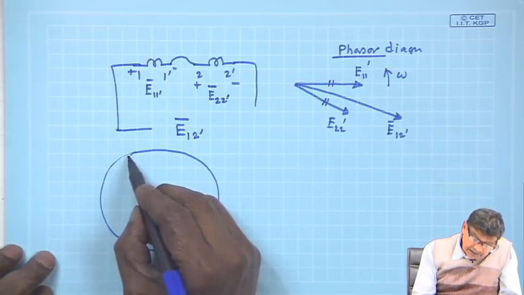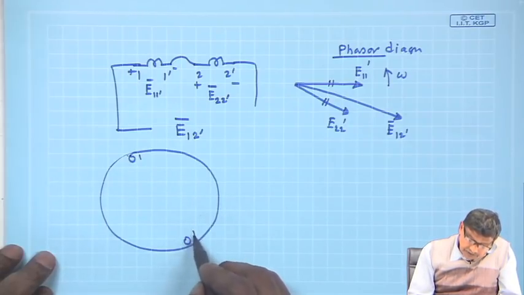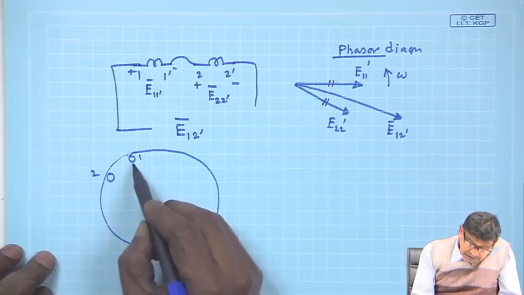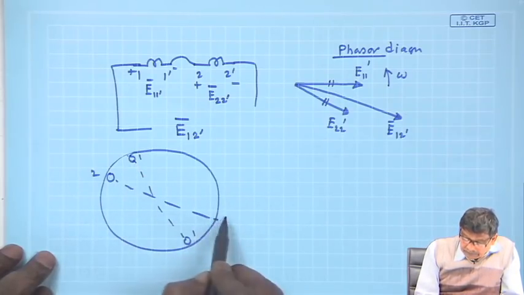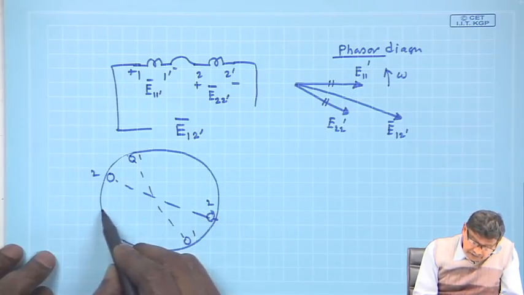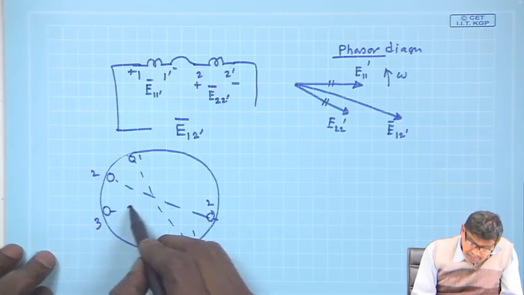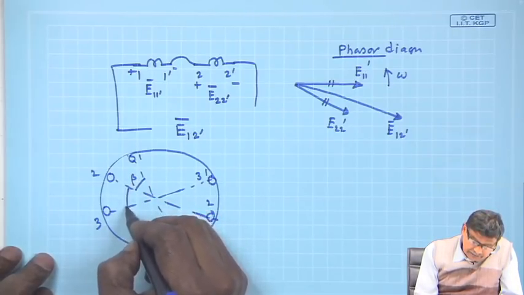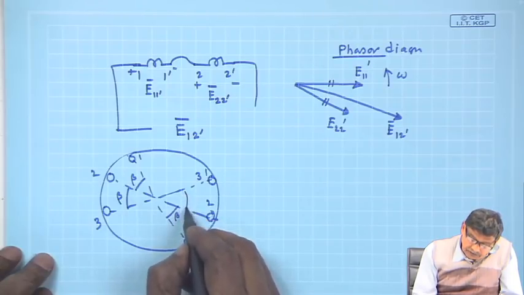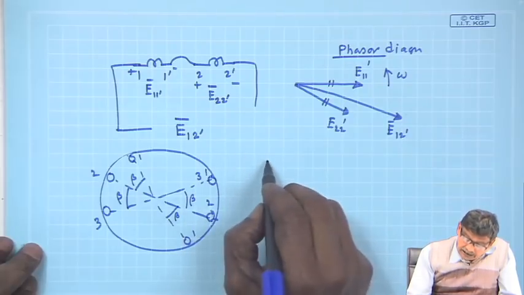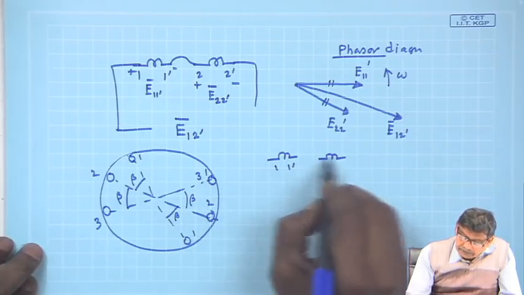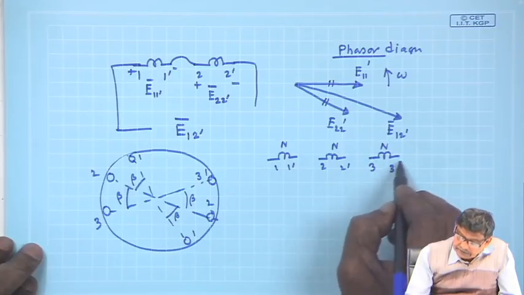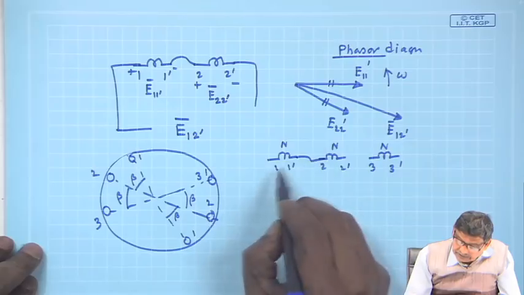If that be the case, then if you connect another coil, suppose this is 11 dashed, one coil, multi-turn, capital N turns. There is another coil. This makes one coil. This is 22 dashed, another coil. Connect another coil, 33 dashed. And suppose the angle between them is all beta. This is also beta. This is also beta. So there are now three coils, 11 dashed with number of turns N, 22 dashed with number of turns N, 33 dashed, and all these, suppose, are connected in series.